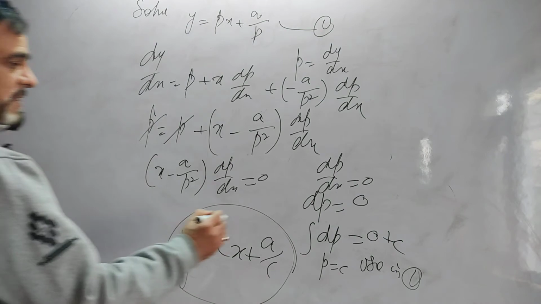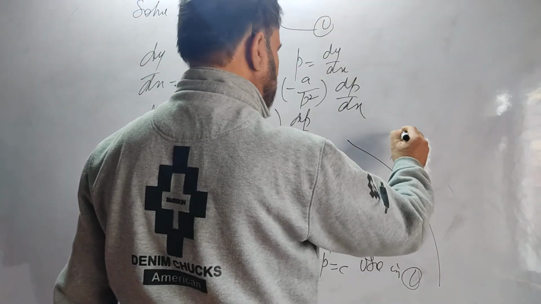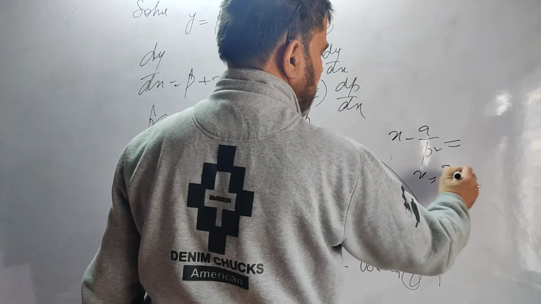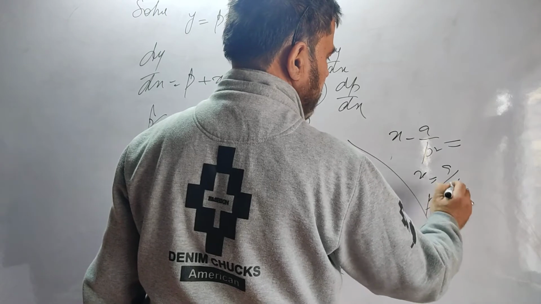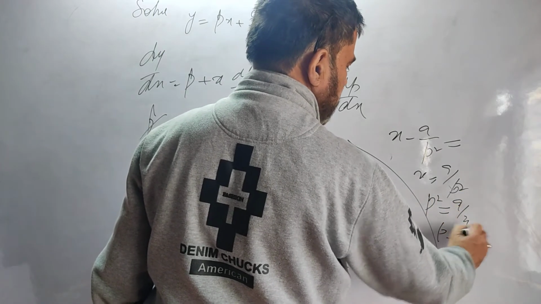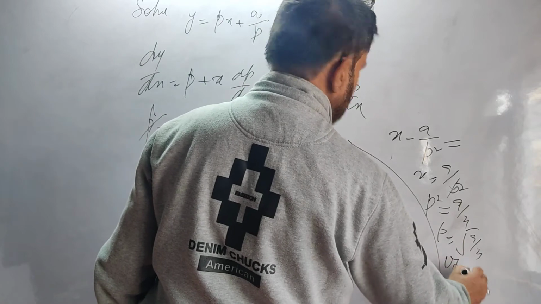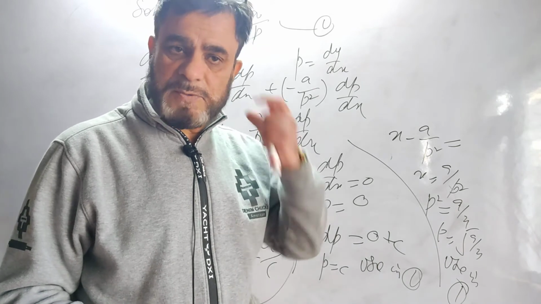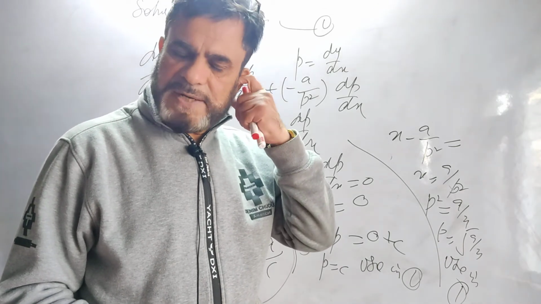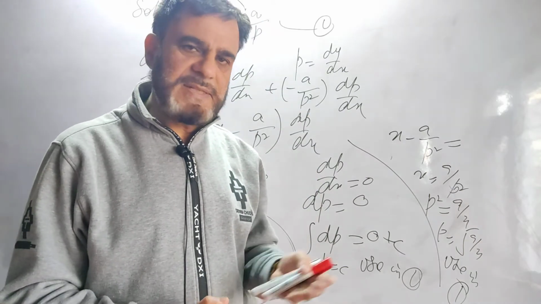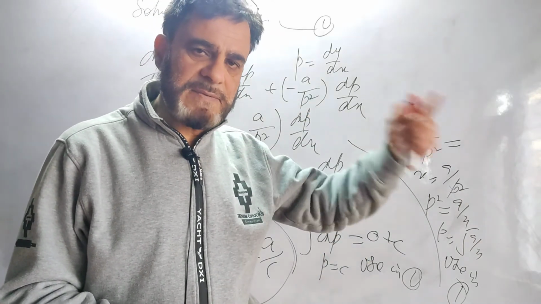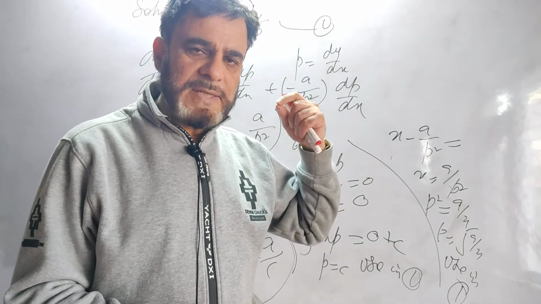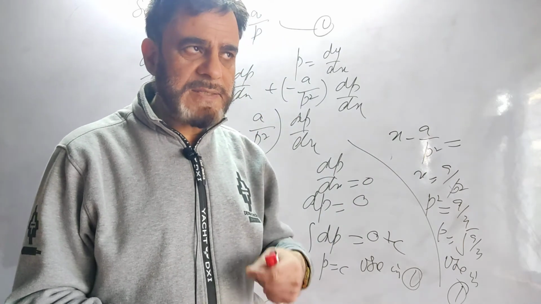Now if you find p from this factor, x minus a by p square is equal to 0, it is x is equal to a by p square, that gives p square is equal to a by x, or p is root of a by x. Use in the first, what you get is the singular solution. So you can find out the singular solution. Sometimes you are asked to find the singular solution of the Clairaut's differential equation. In that way you have to eliminate the p from that factor which does not involve the derivative, and when you find out the direct Clairaut solution, you have to find out the p from that factor which involves dp by dx.